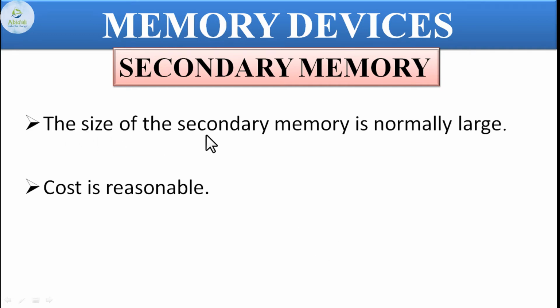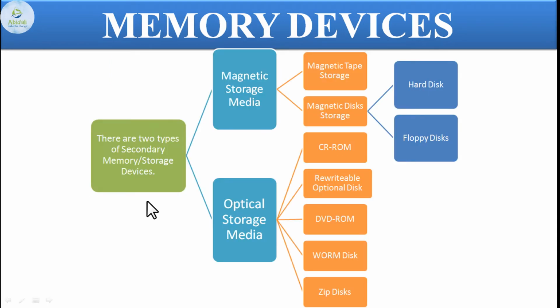The size of the secondary storage device is normally very large because of its capacity, and the cost is also reasonable compared to the cache memory, the RAM and other kinds of memory that are available, like register memory. Now categorizing the secondary storage devices, we have magnetic storage type and optical storage type, that is magnetic storage media and optical storage media.